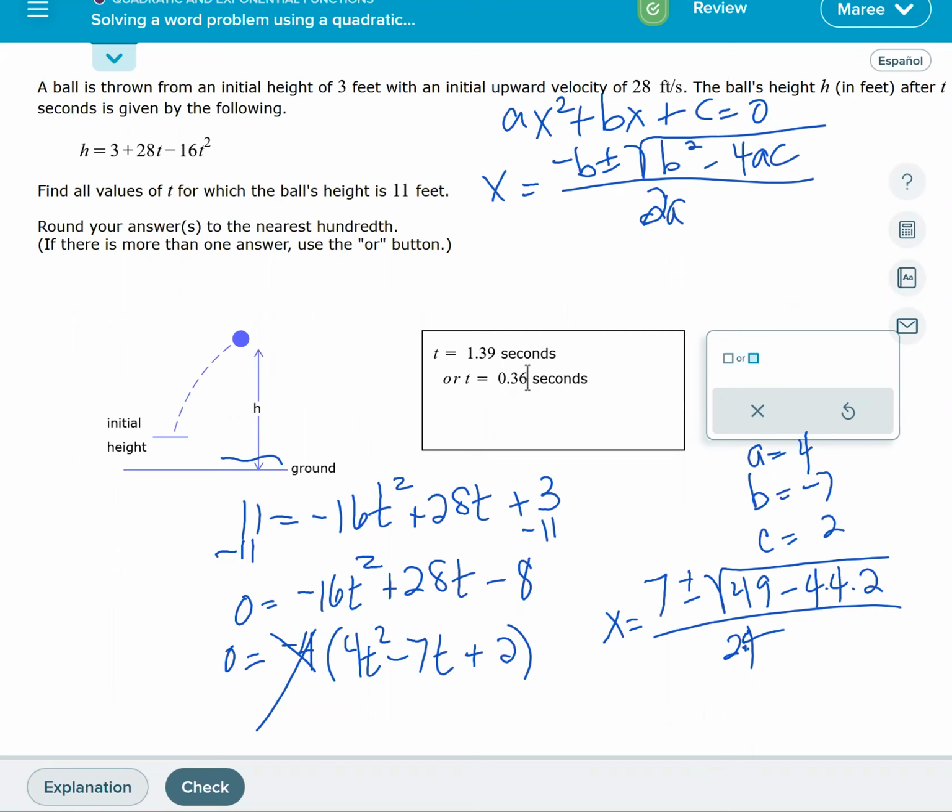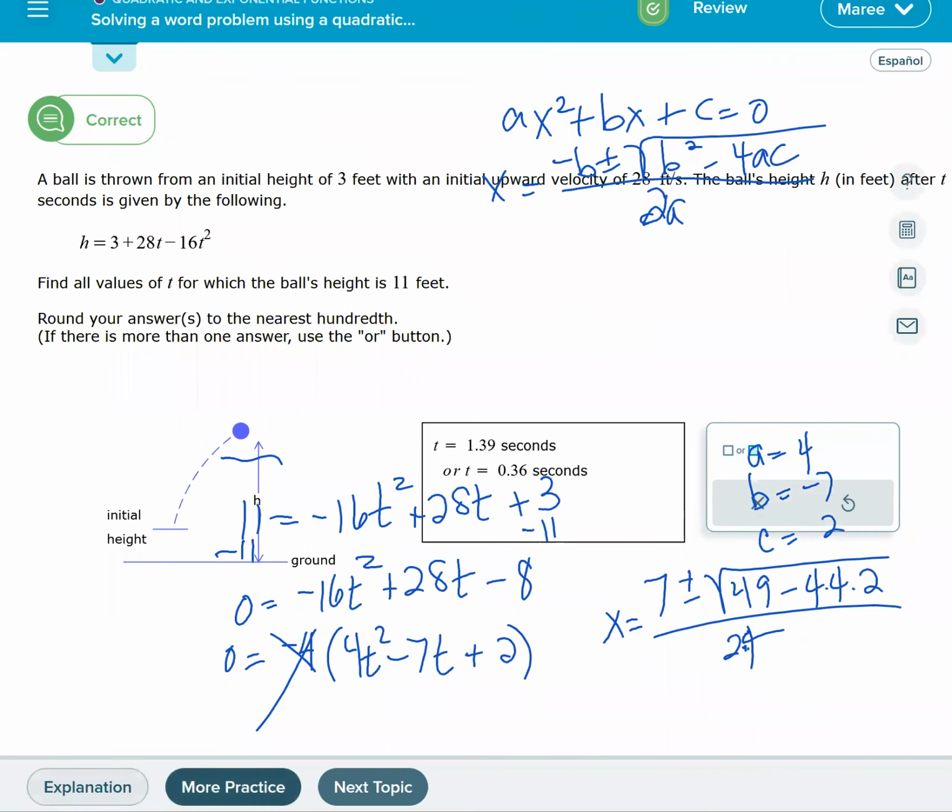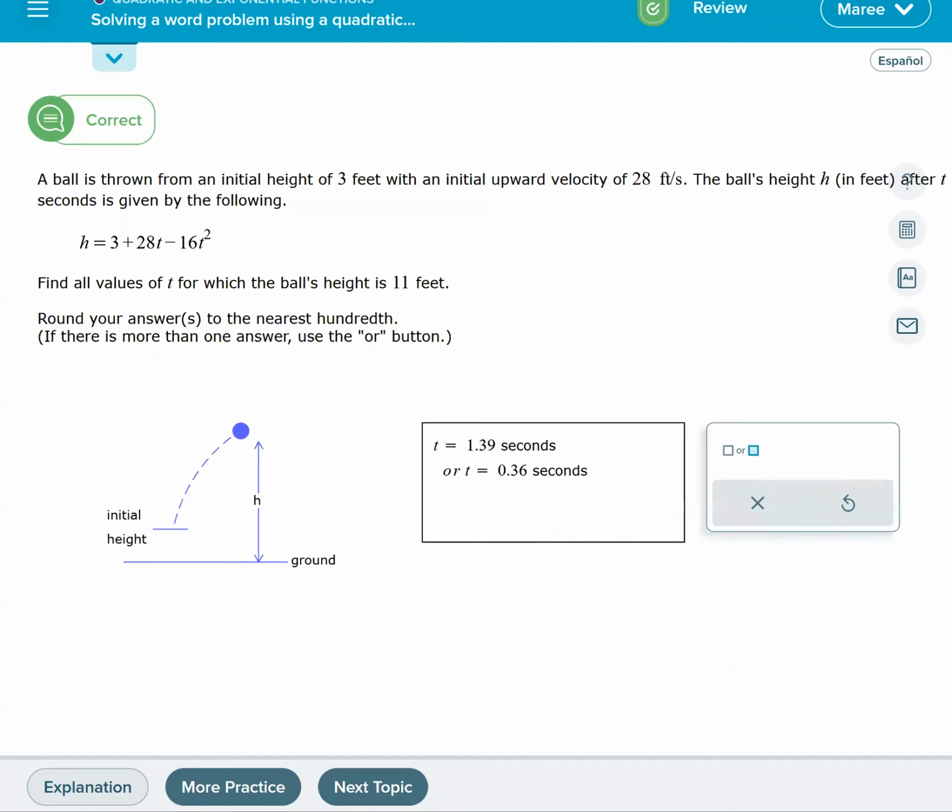So you want to try both of your solutions, because if they're both positive, then you need to include them in your answer. Okay, that's the end of the lesson.